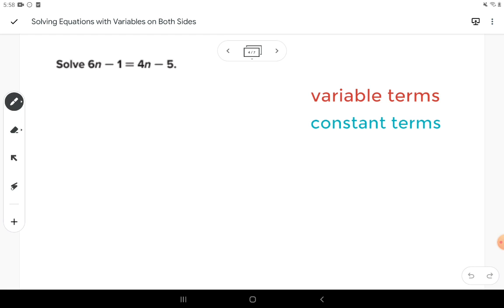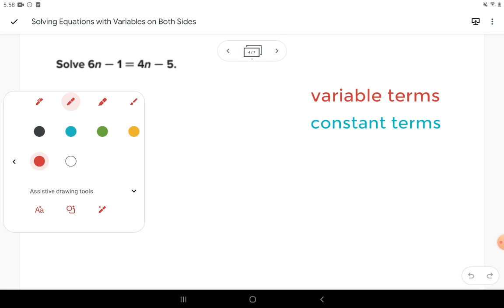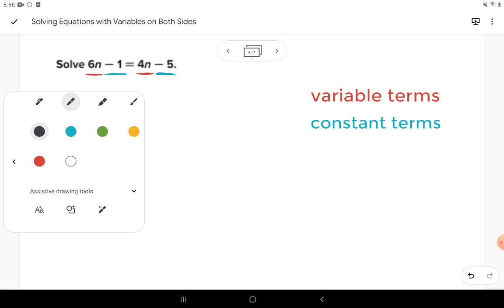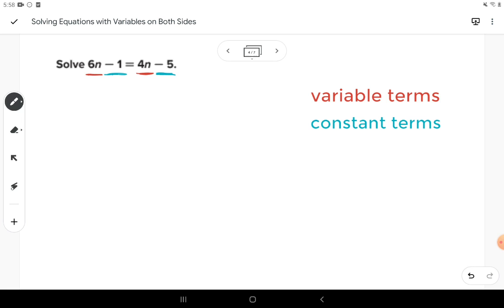All right, so this one looks a little bit trickier, and there's a reason why. We have a variable term right here, a variable term right here, but we also have two constant terms on both sides. So either way, you can still choose which variable term you want to subtract in this case. I personally am just choosing to subtract 4n from both sides. It doesn't matter which one you subtract as long as we get our constants on one side and our variables on the other side. So I'm going to subtract 4n from both sides.